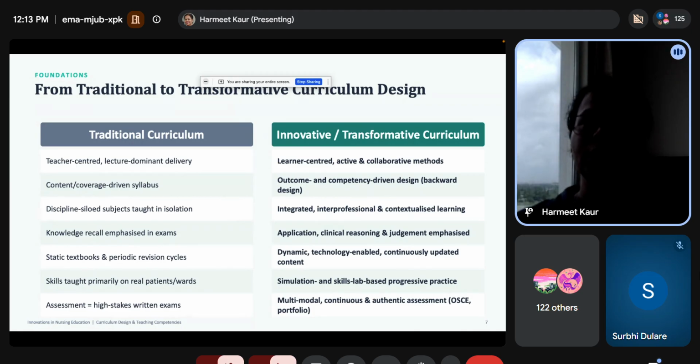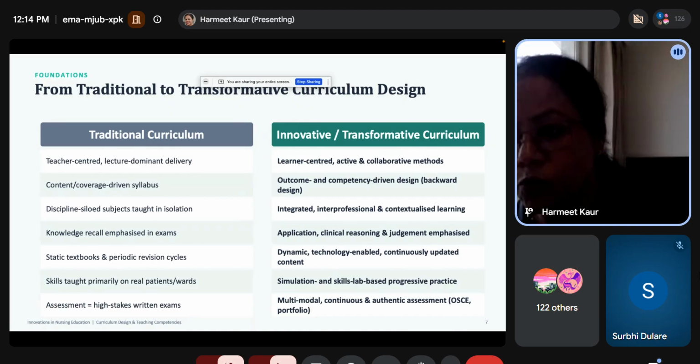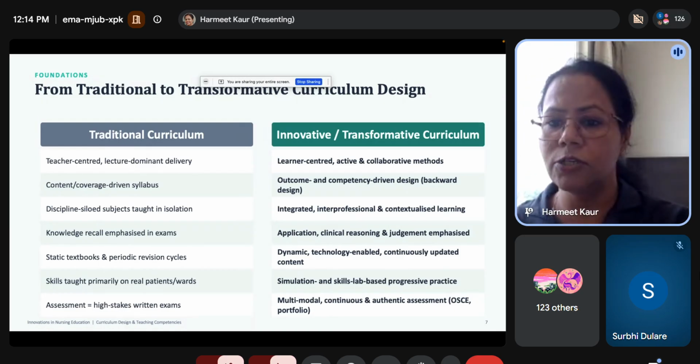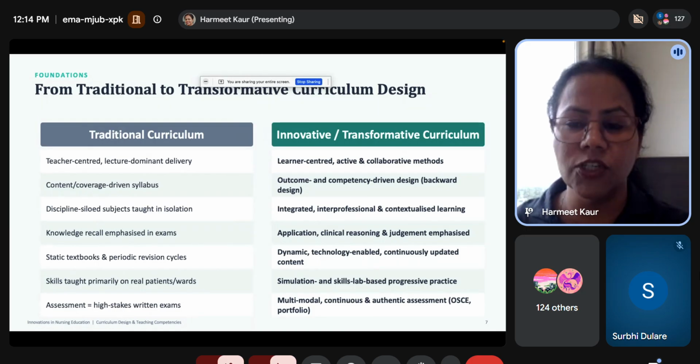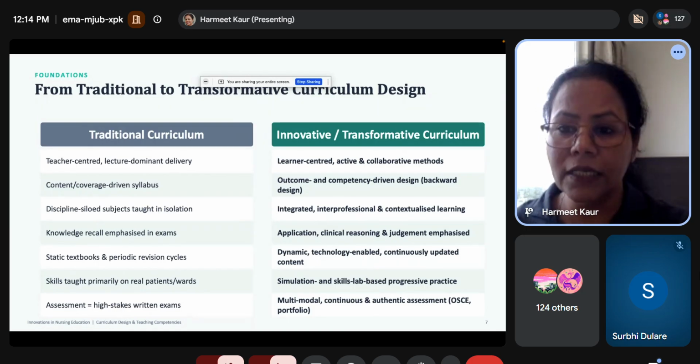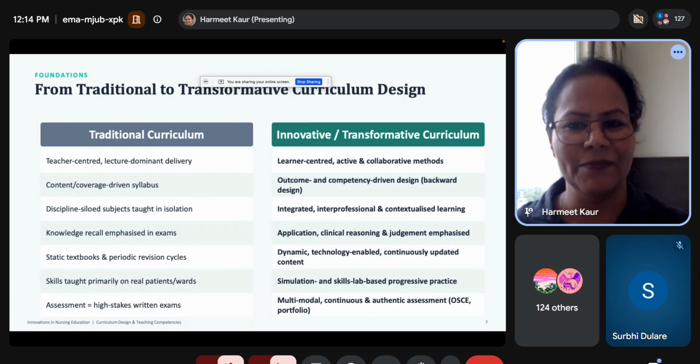A person might be knowing that if I am giving this drug, for example, metformin, these are the side effects. But whether that student is able to know that if these side effects are there, what am I supposed to do? Do I need to withhold that medication? Do I need to report to the doctor? That is the clinical reasoning and judgment. Do we teach that clearly to the students through case scenarios, through simulations?